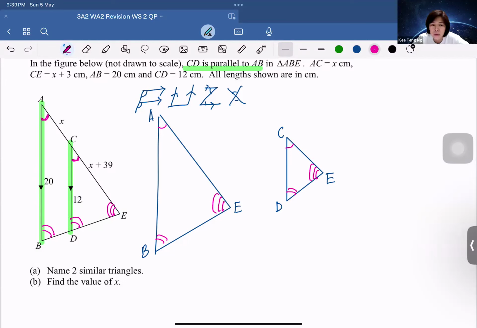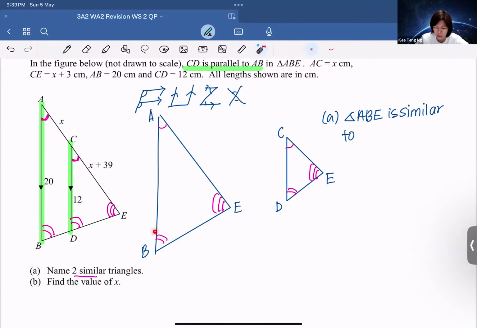If you're able to see that the two triangles are similar over here, it's okay, you do not need to draw this. But if you can't really see it, then I advise you to just draw two similar triangles and match the corresponding points together. Now the question says name two similar triangles. Triangle ABE is similar to, and the order of labeling is very important. If they start with A, B, E, then we need to have C, D, E. It must go in the same order: triangle CDE.